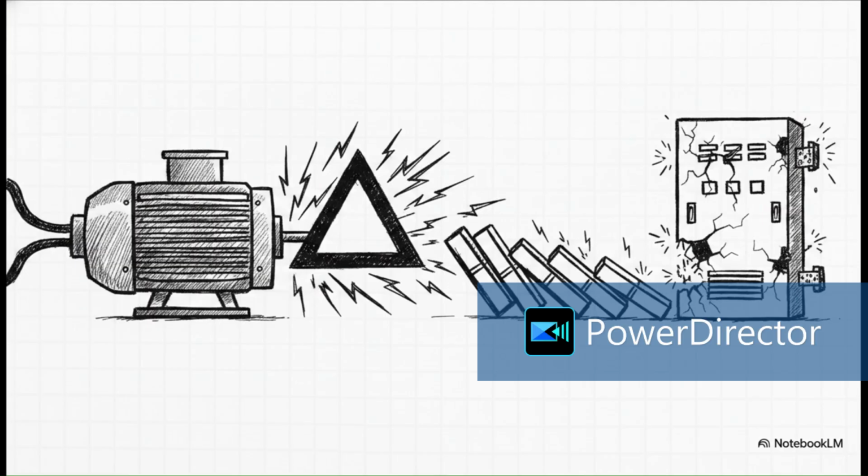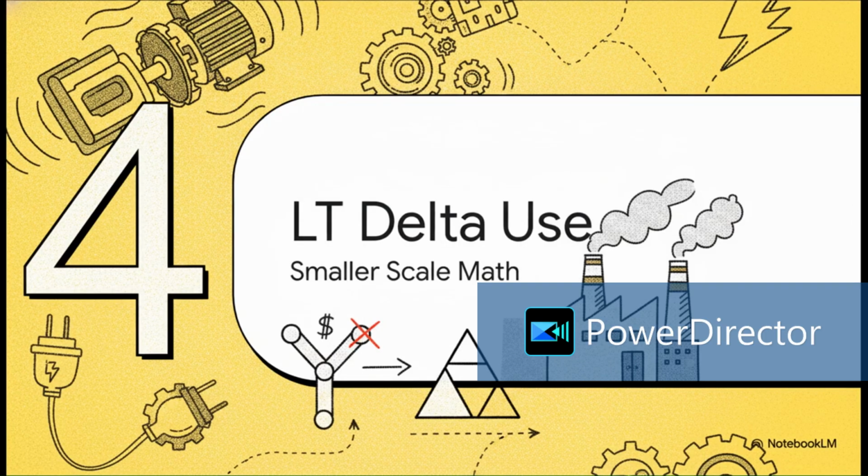Actually, it's the exact same logic behind a star-delta starter, where you start in star to control the peak current, and then only switch over once the motor reaches 70 to 75% of its rated speed. This brings us to part 4, why LT motors use delta.